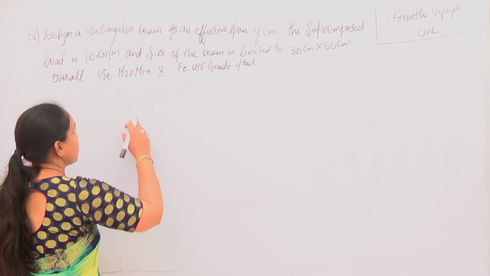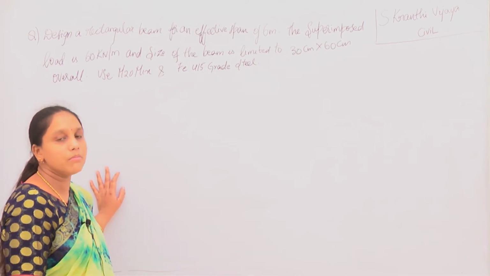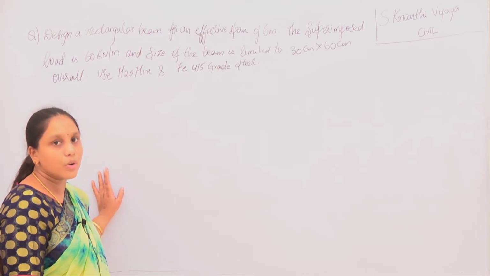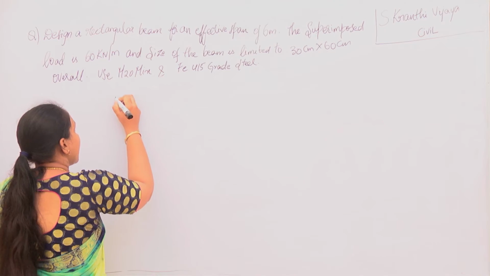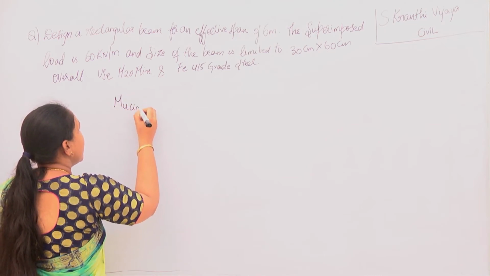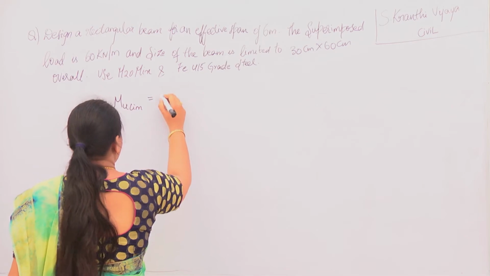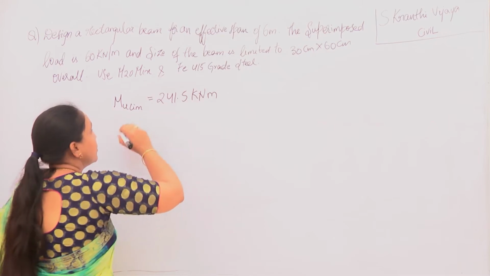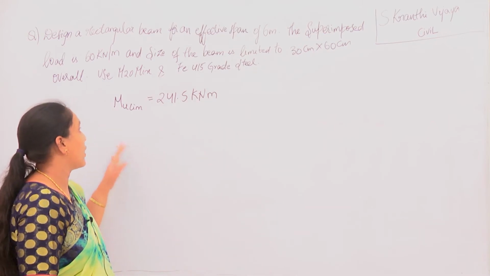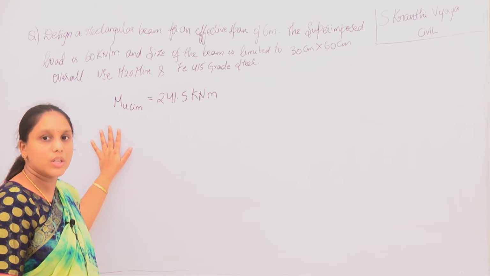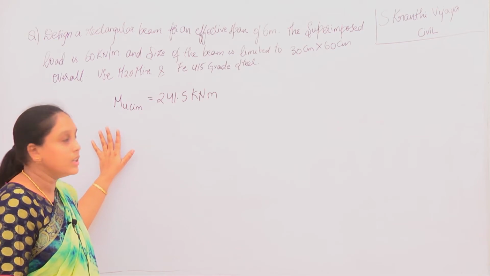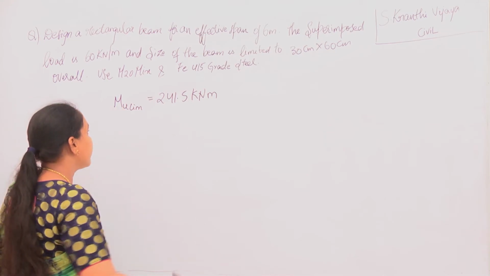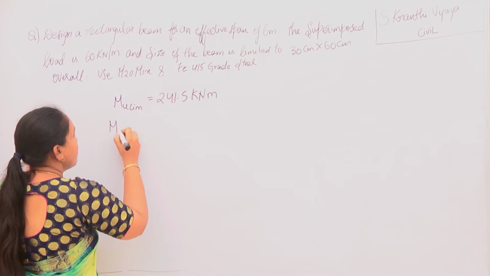For designing a doubly reinforced beam, what did we see previously as step 1? Step 1 is to find out the Mu limit. We have already calculated the Mu limit. What is the value of the Mu limit? It is 241.5 kilonewton meter. This is the Mu limit value we have got. Now what we have to do is find out the area of the tensile steel corresponding to this particular moment. So let us find out the AST1. How will we find out?